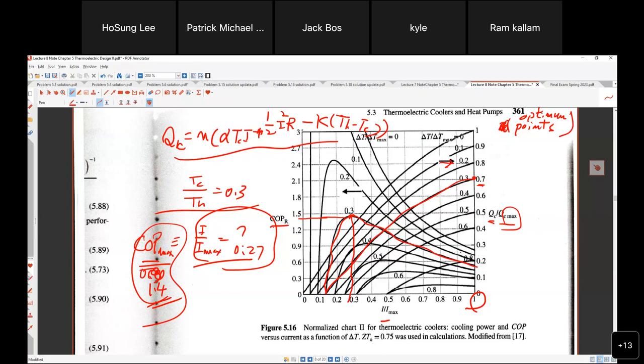Efficiency is not important. Cooling is important. Would that be the coefficient of performance? Oh my goodness. Which one for maximum cooling? Don't say two, just pick one. Which one? What, the QC max? Yeah. That's what a CEO would say: maximum cooling, do it.